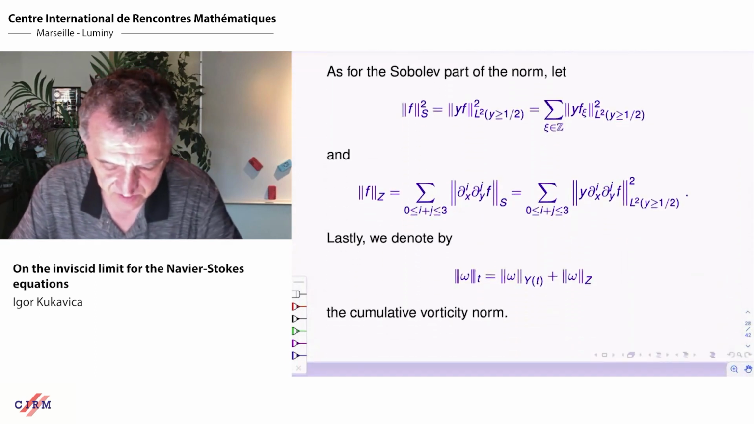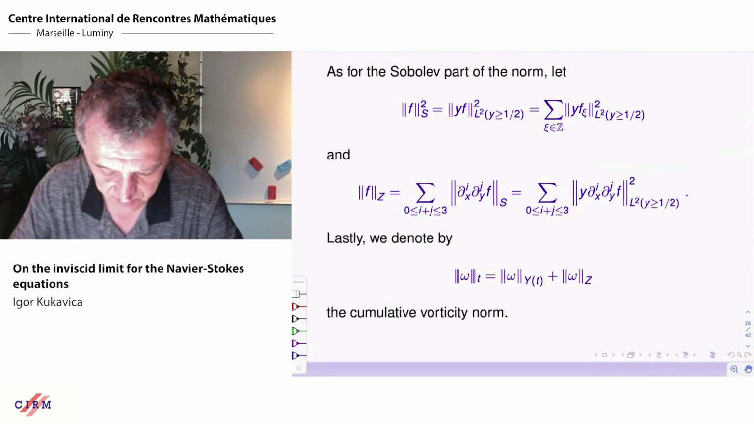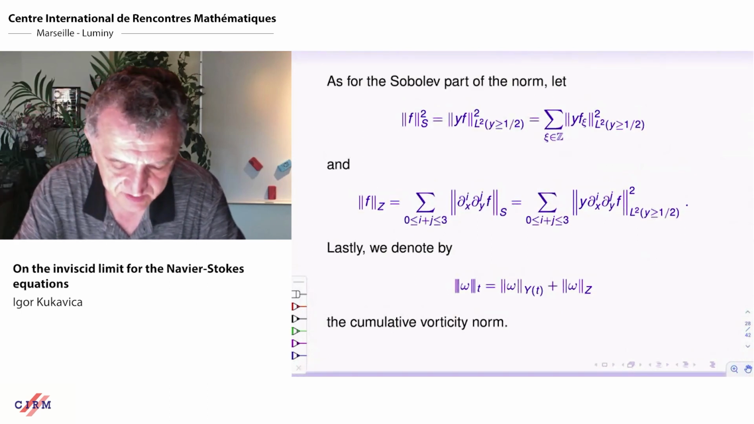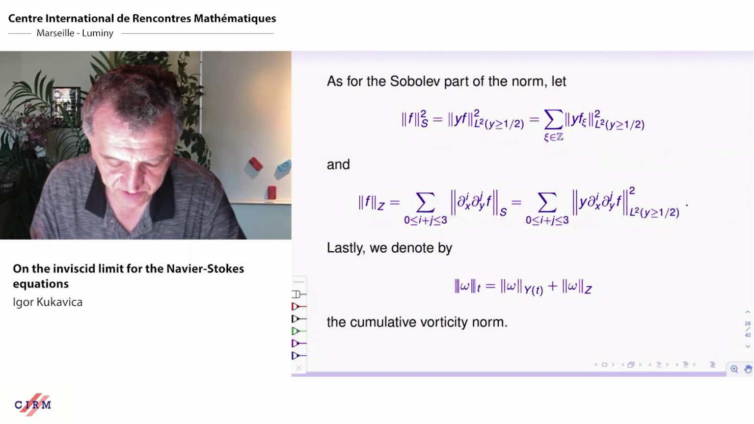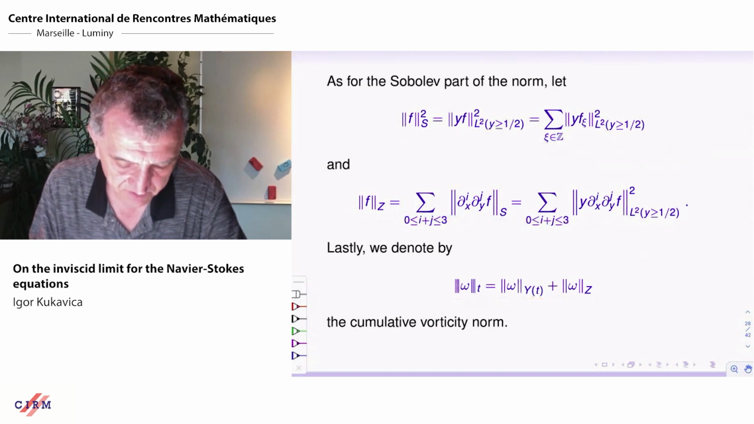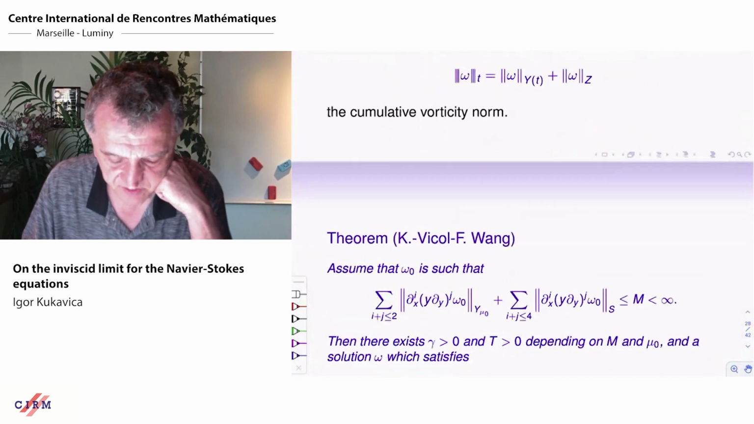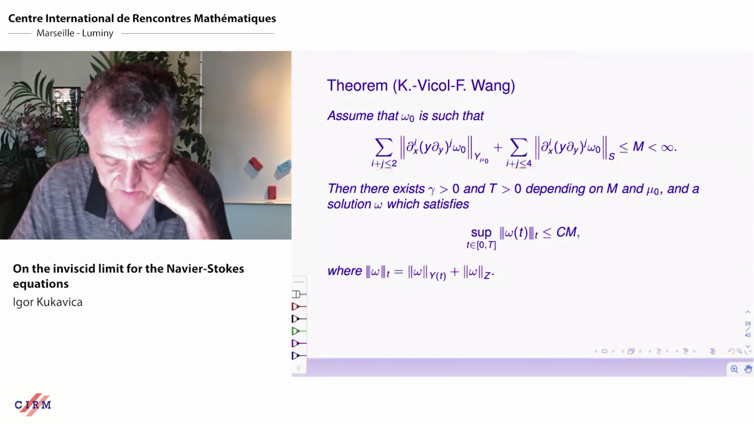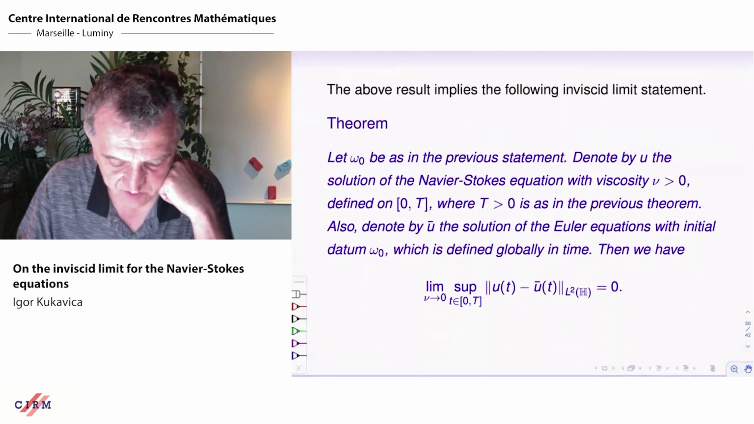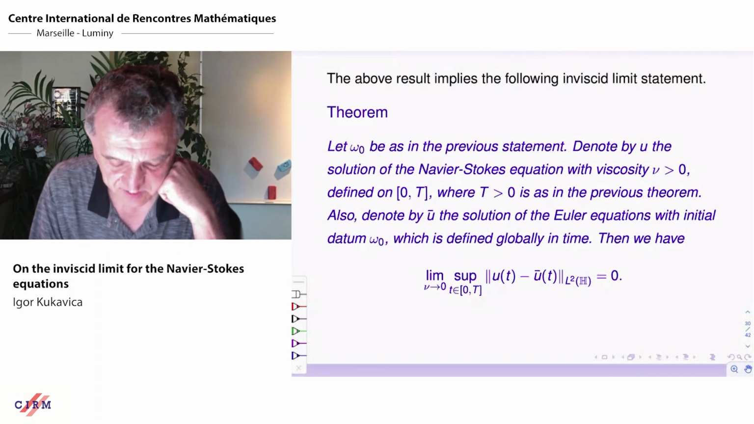Kind of running out of time, so I have 2 more minutes. Let me quickly at least go to the idea. So there is a Sobolev norm, there is an analytic norm, and then we add them up to get the cumulative vorticity norm. And that's the theorem. So first one proves that this sum of the analytic norm and the Sobolev norm is uniformly bounded. And then, so if it's bounded at the beginning, then it's bounded for all positive time. Once you have that, then you get a vanishing viscosity statement. So the Navier-Stokes equation has to converge toward Euler.